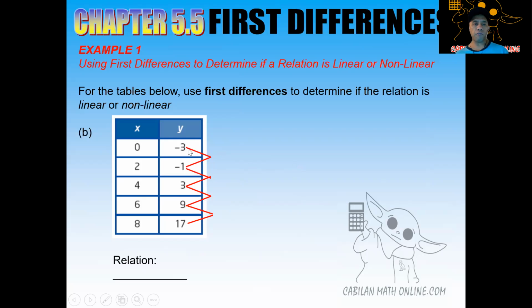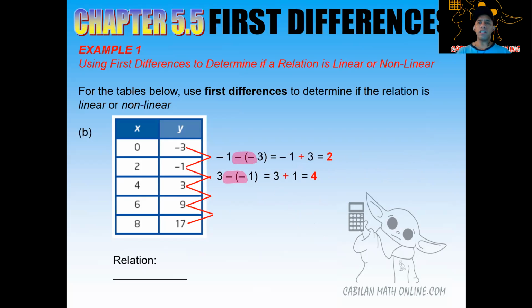So for example, for the first difference here, I'm going to take the -3 and subtract it from the -1 like so. Just as another reminder, when you have two negatives, we have -1 plus 3, which gives me 2. For the next one, I'm going to take the -1 and subtract it from 3, which changes itself to 3 plus 1. And you notice that this gives me 4.